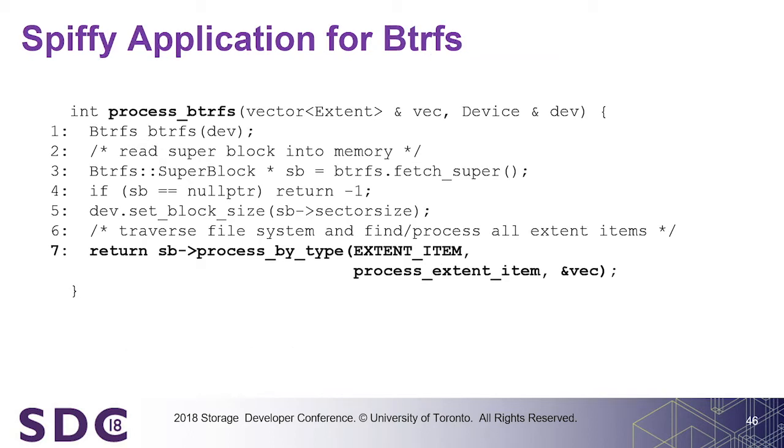Now, we show the same Spiffy application for Btrfs. The main challenge is that the process_by_type function takes a different structure type argument, an extent item, and a processing function for an extent item. The programmer can thus focus on just processing the Btrfs block allocation information.